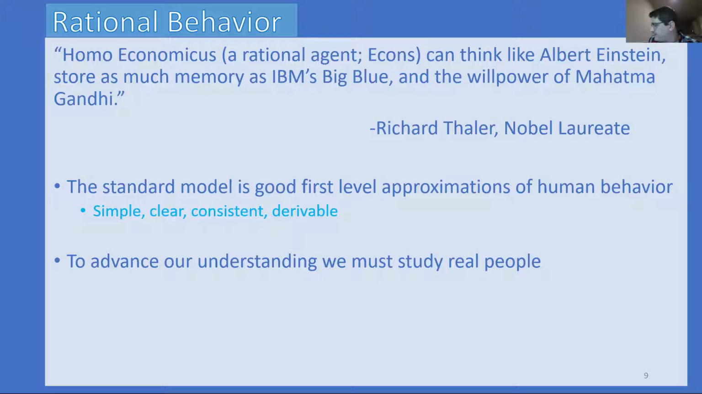But to really advance our understanding, to really do some good in the world, we really need to understand real people and how they make choices. And if we neglect that people are imperfect, we're going to make a lot of really bad decisions as policymakers when we write laws, when we try to decide economic policy as the Fed, for instance.